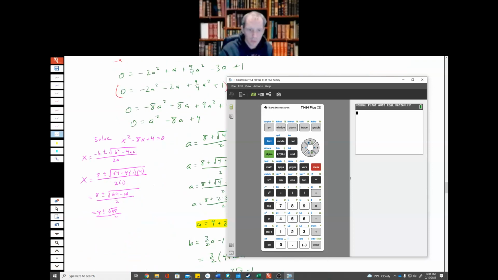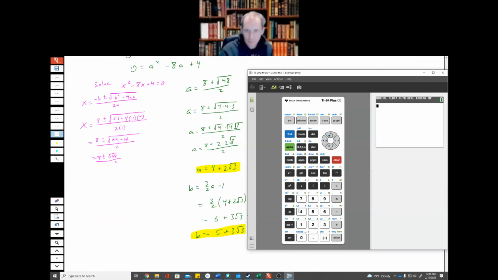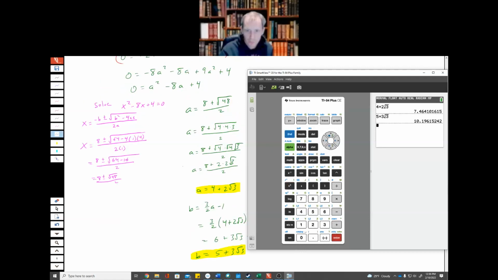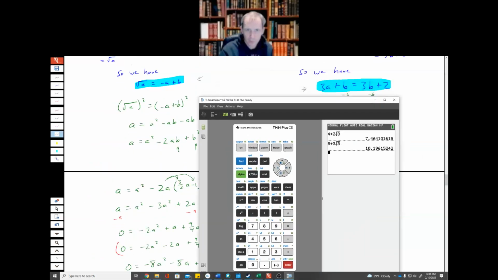And what I'm going to do is take this first value for a and b, 4 plus 2 times the square root of 3, and then 5 plus 3 times the square root of 3. What we're going to do is go back to our two equations that we wanted to solve and make sure that it does that.